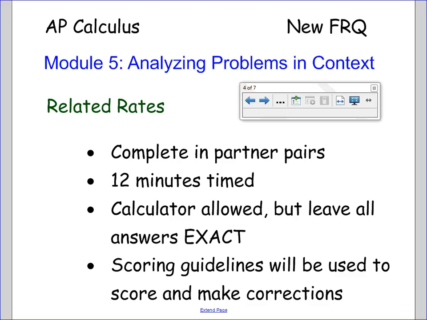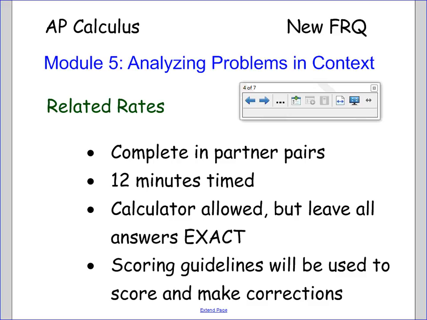You're not going to do it individually with my stopwatch timer, right? We're going to save that for our April. Oh yeah. Our time testing in class. Right now we're going to complete in partner pairs. Again, our averages want to be 15 minutes, so we're going to go for 12 minutes just to have a little bit less time so you get used to kind of working faster. It's going to be calculator allowed, but you're going to leave all answers exact.